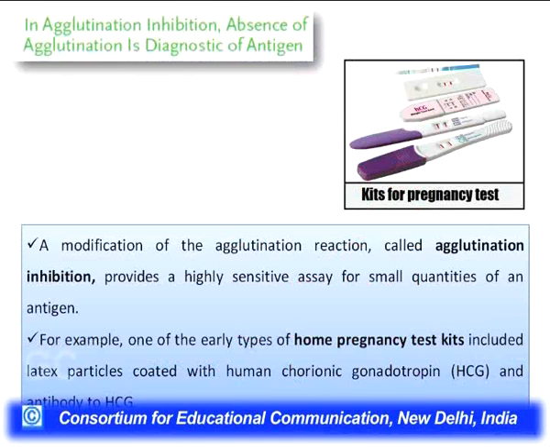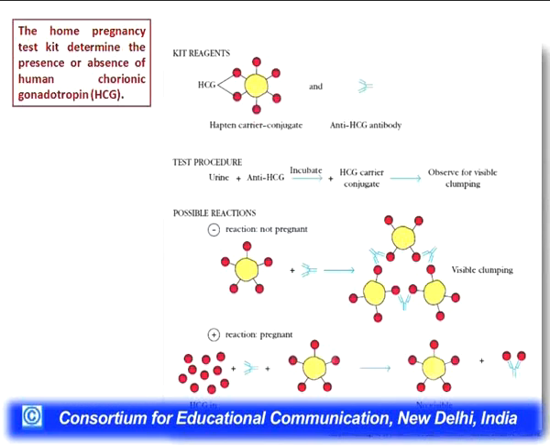Now, this basic agglutination reaction has also been used in the early types of home pregnancy kits. The home pregnancy kits which were discovered in the early period were based on this agglutination reaction, which involves the human chorionic gonadotropin hormone as well as the antibody against this HCG. What this kit basically contained is a latex bead to which HCG molecules are attached, as well as an anti-HCG antibody.